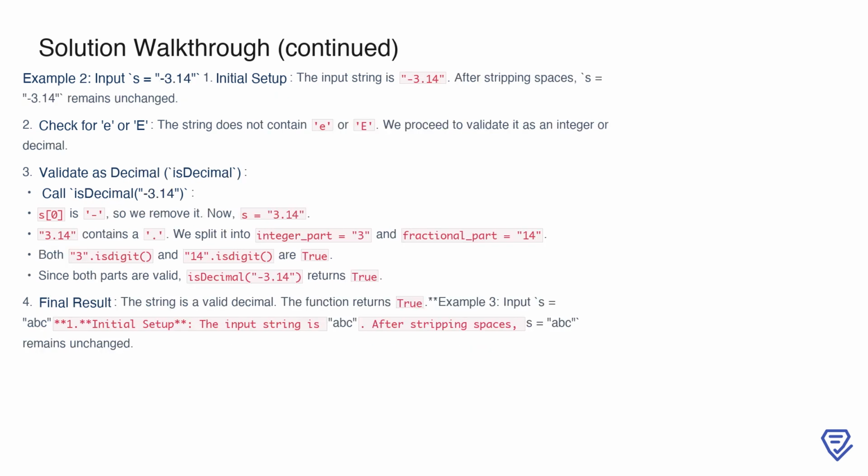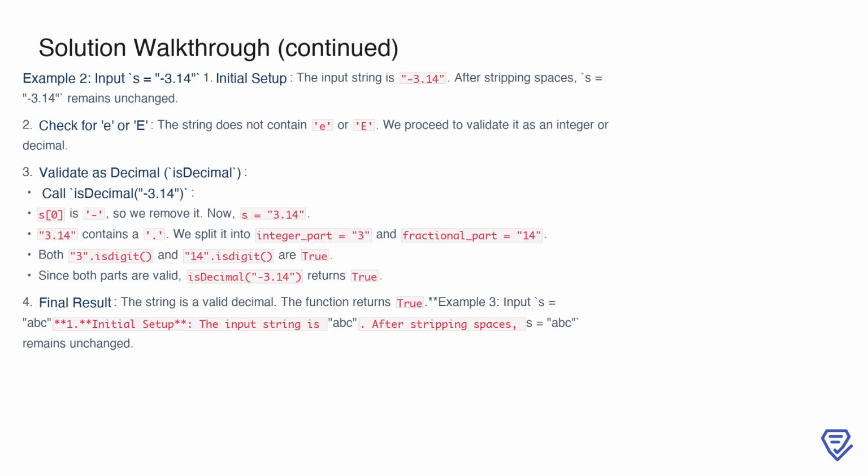In this example, the input string is -3.14. After stripping spaces, the string remains unchanged. Unlike the previous example, this string does not contain e or E, so we proceed to validate it as either an integer or a decimal. Since it contains a decimal point, we call the isDecimal function with the input -3.14.